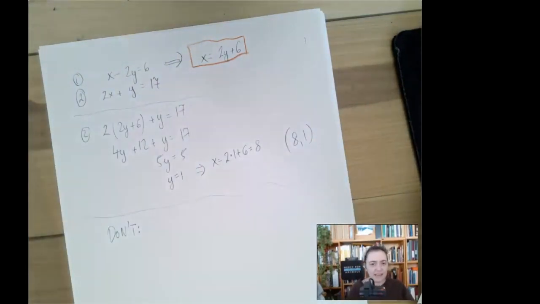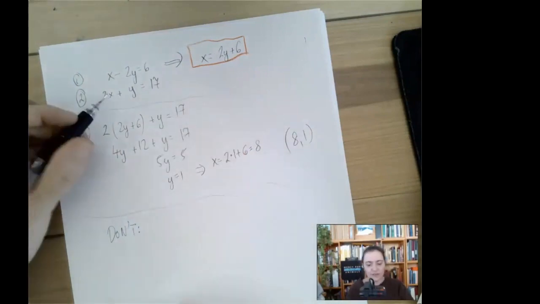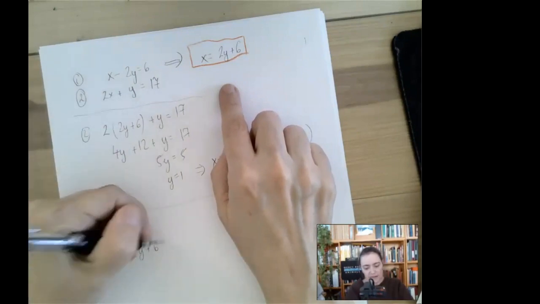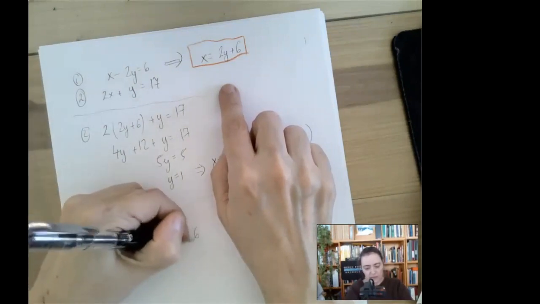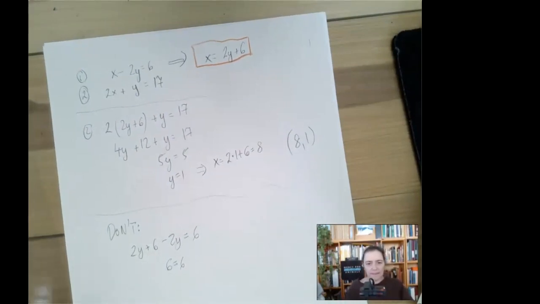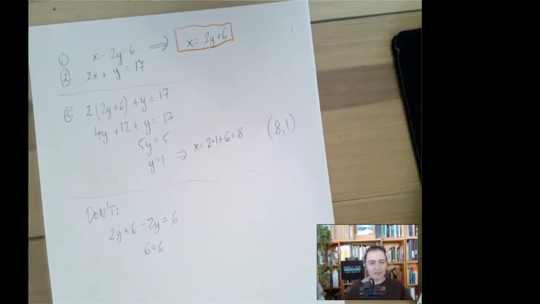Now I'm going to accidentally take it into the first one. So x is 2y plus 6. That's x minus 2y equals 6. You see, you get that 6 equals 6. So it basically really doesn't work at all. In fact, the numbers will tell you that you took it to the wrong equation.